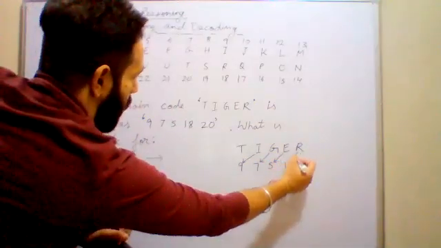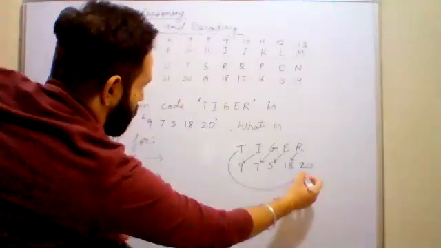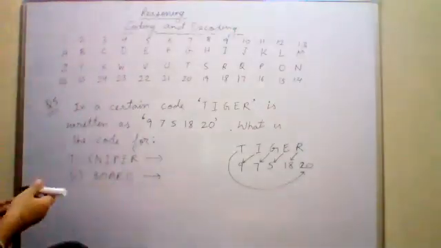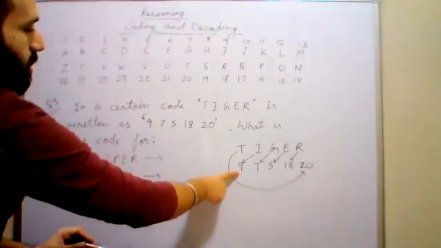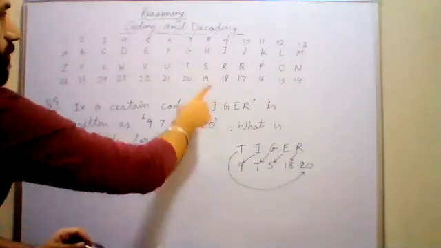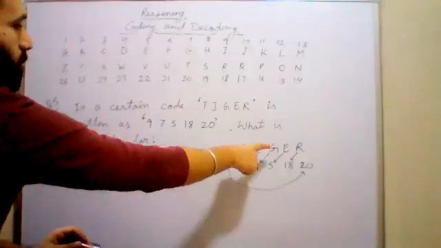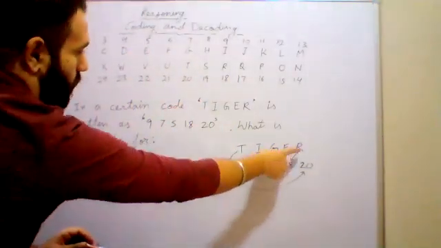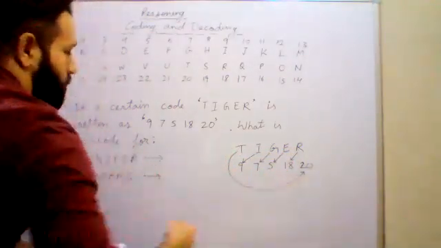What is the number for I? I का number क्या है? 9. Sir, 9. It is written here. Number for G is 7 here. Number for E is 5, here it is written. And number for R is 18. And then the number for T is written at the last.